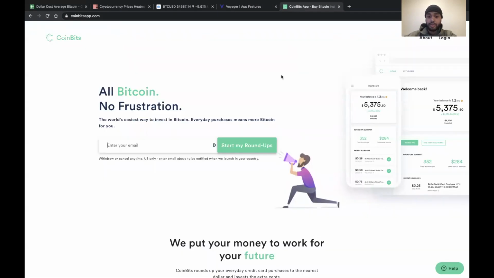And Coinbits app, I still haven't signed up for this yet, but I plan on signing up for this, and it's just another way to average in a small amount at a time.